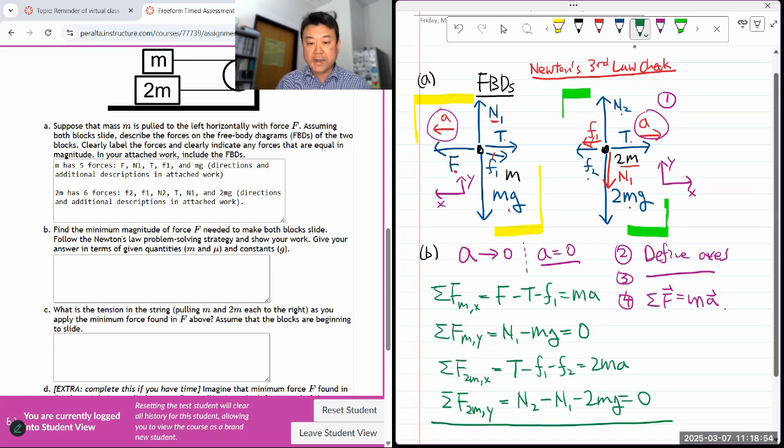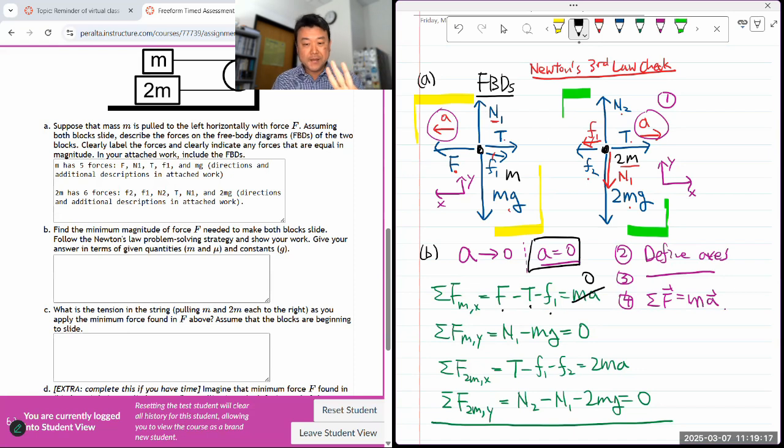At this point, I count my equations and my unknowns. Let's count my unknowns first. I'm looking for F, so my F is unknown. Tension is unknown. Friction force is unknown. That's not good. Acceleration, I should have said acceleration is 0 from this condition, so my acceleration is known. It's 0. N1 is unknown. Okay, 4 so far. Making me nervous.